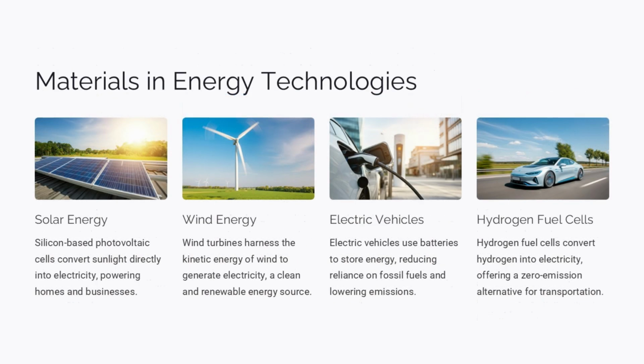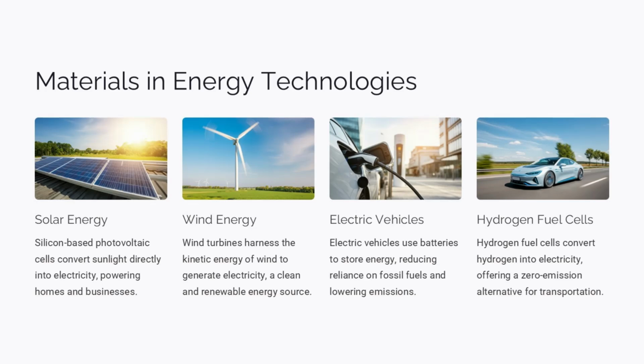This slide provides an overview of 4 key energy technologies that are transforming the way we power our world. Solar energy is enabled by silicon-based photovoltaic cells that directly convert sunlight into electricity, powering homes and businesses. Wind energy harnesses the kinetic power of the wind using turbines to generate clean, renewable electricity.